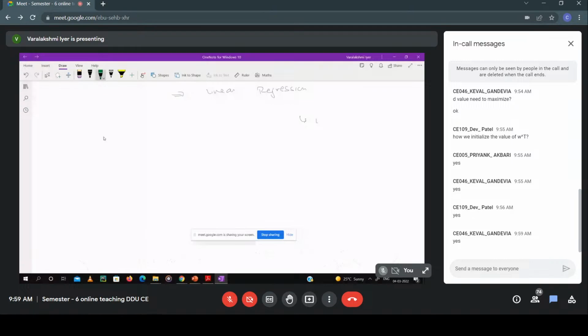And we can also state this mod of W as W square by 2. Why? Because magnitude of W is equal to root of W1 square plus W2 square plus up to Wn square. And we can also call this square of W. I suppose everyone is clear with this particular point. Up to this, is everyone clear?